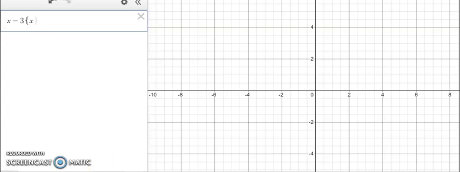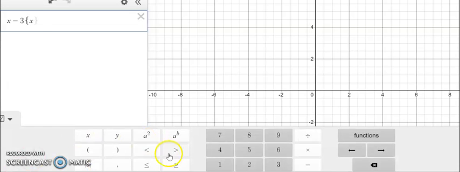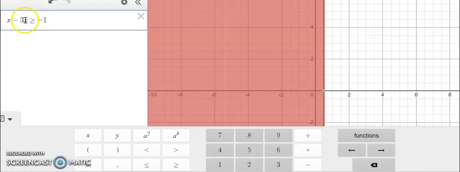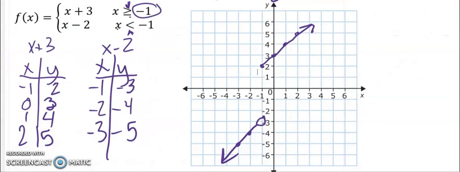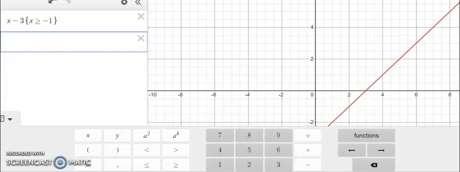So we're going to pick up this panel down here. Greater than or equal to -1. And whoops, that needs to go inside. Alright, see if I can get that to work right for me. There you go. Alright, and then this second equation was x minus 2, and it's less than -1. So x minus 2, where x is less than -1.